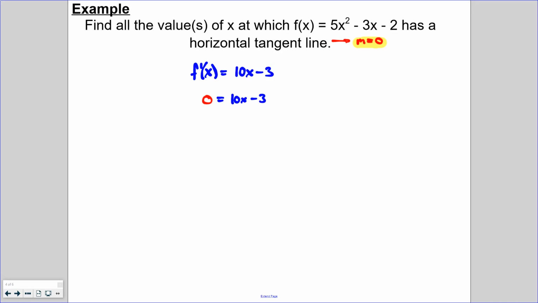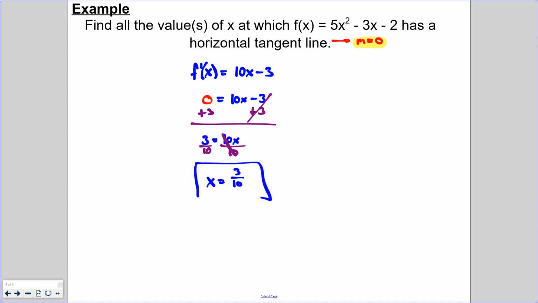So we just have to solve the equation. 0 is equal to 10x minus 3. So we can get x by itself by adding 3 to both sides. And that's going to give us 3 is equal to 10x. We can then divide both sides by 10. And that's going to give us x is equal to 3/10. So that means that at the x value, x equals 3/10, we're going to have a horizontal tangent line, and therefore we have answered the question.